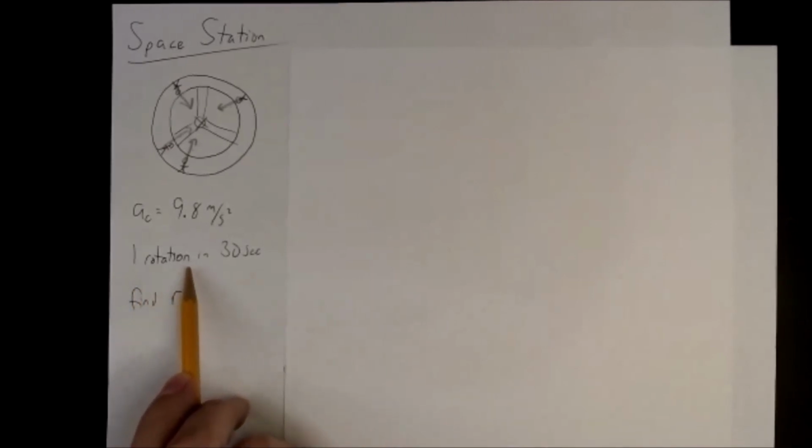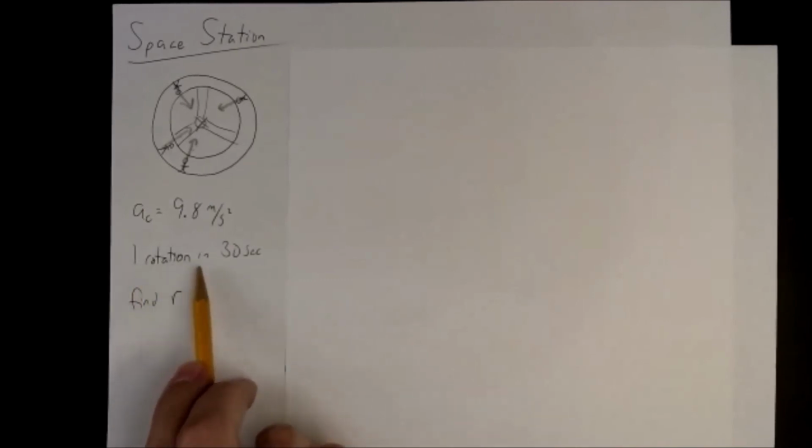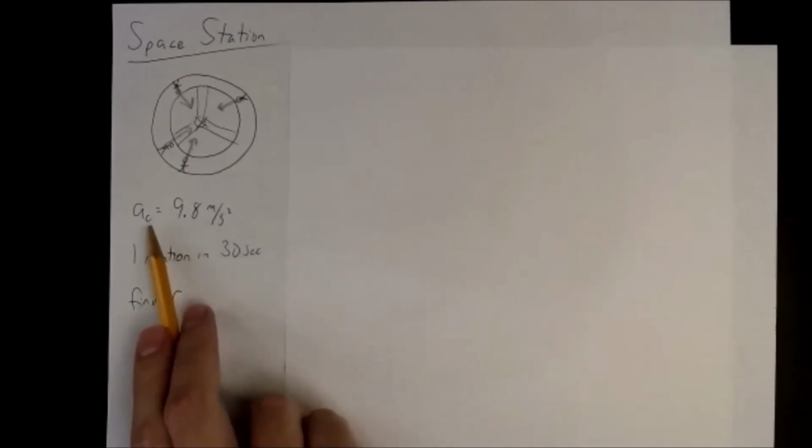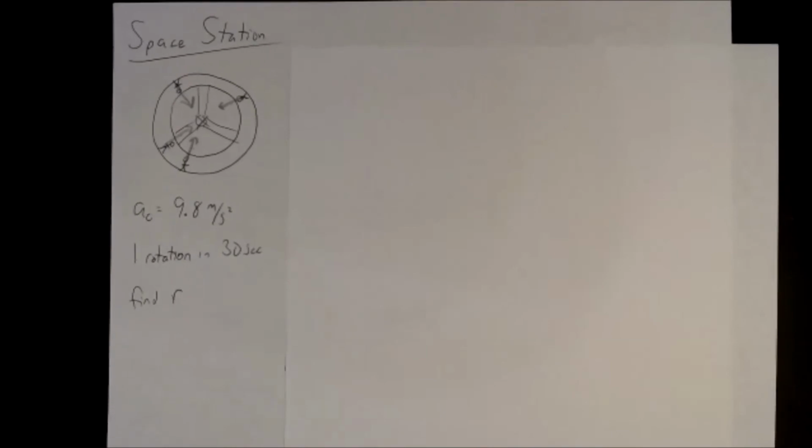I said that if you do more than one rotation in 30 seconds, then you get dizzy. So let's just set it to be one rotation in 30 seconds. I want to find out how large of a space station I need to build. So I need to find whatever radius would give you one rotation in 30 seconds and a centripetal acceleration of 9.8 meters per second squared.